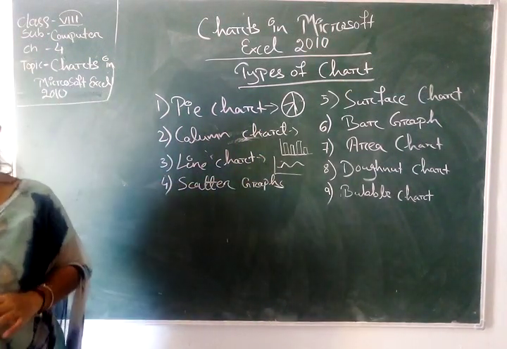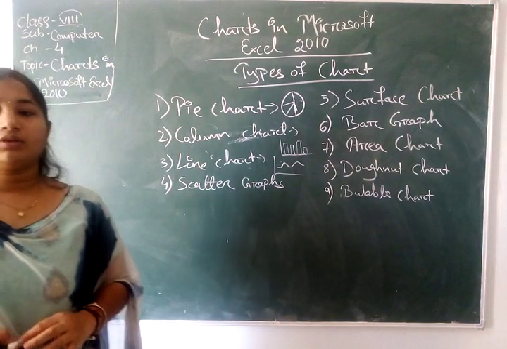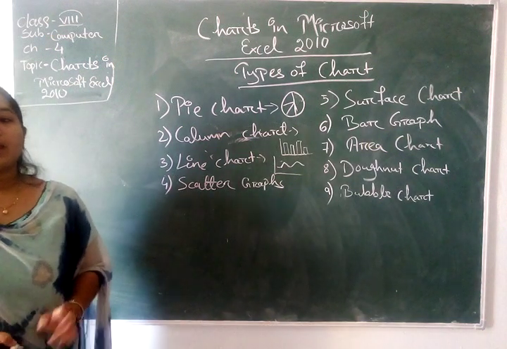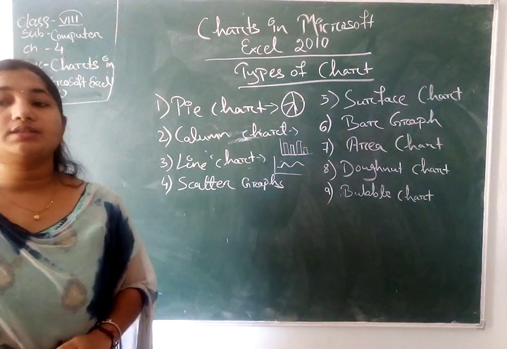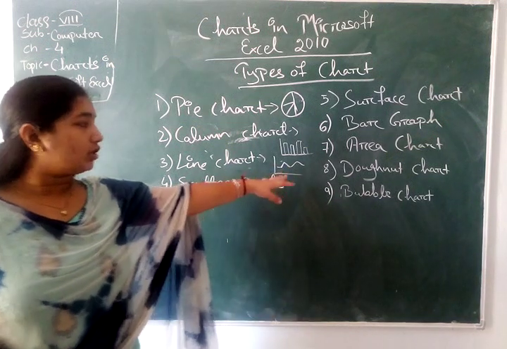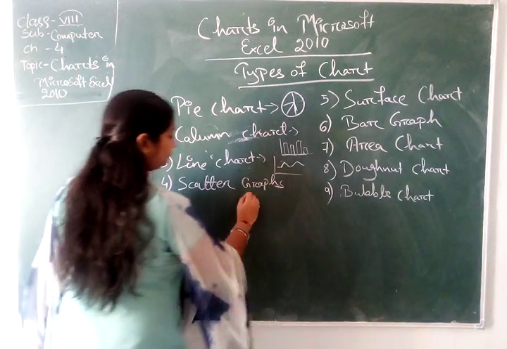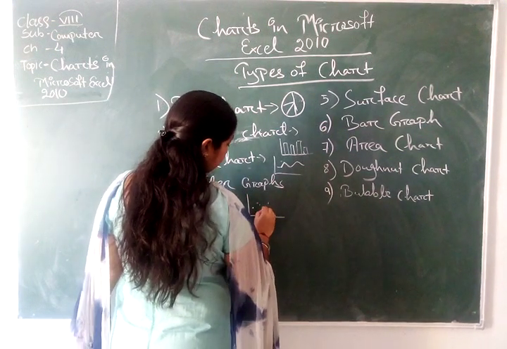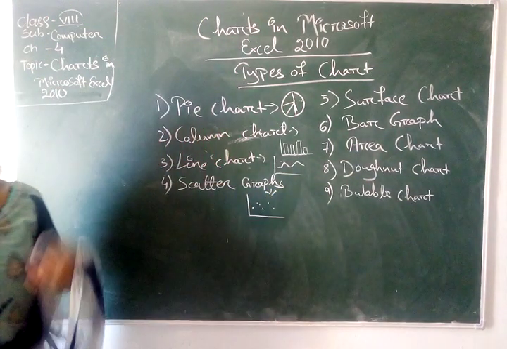So the next is scatter graphs. Scatter graph and line chart are almost similar, but a scatter chart is displayed with scribble dots, whereas the line graph uses connecting lines. Means here in the line graph we are connecting the dots, and in scatter graphs only dots are there. This is the representation of scatter graphs.